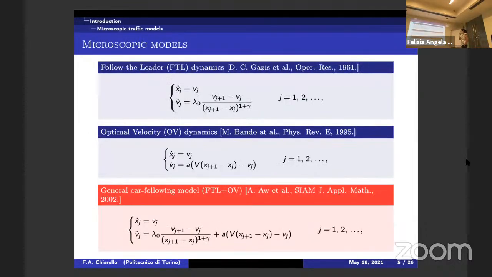These are some well-known microscopic models. For example, the first one is the follow-the-leader dynamics. We can see that the acceleration of vehicles is proportional to the relative speed between the leading vehicle and the rear vehicle, and over the distance between the rear vehicle and the leading vehicle.